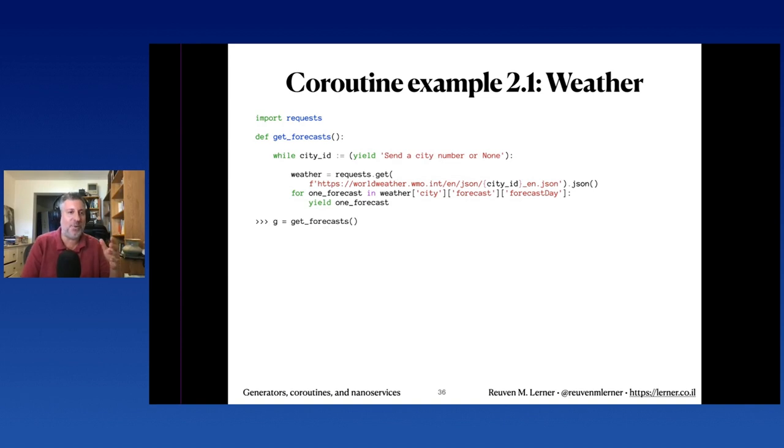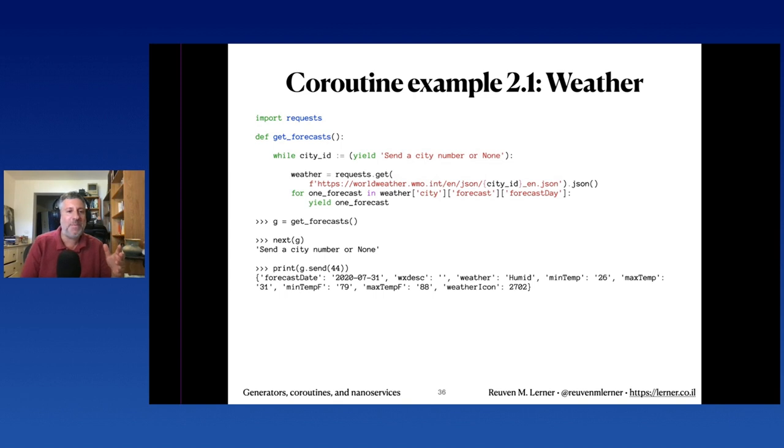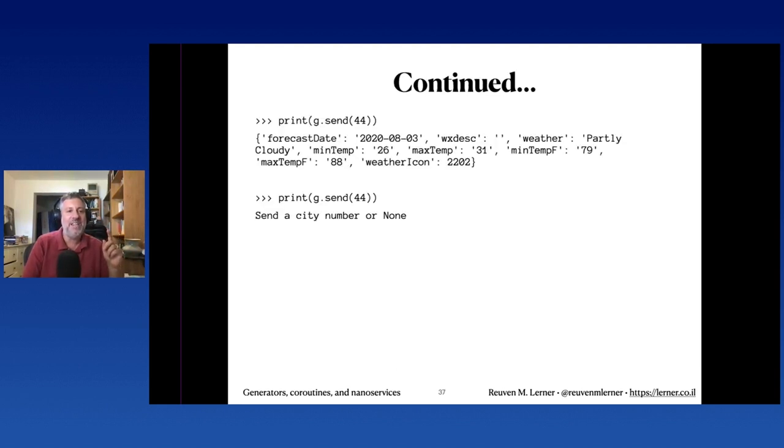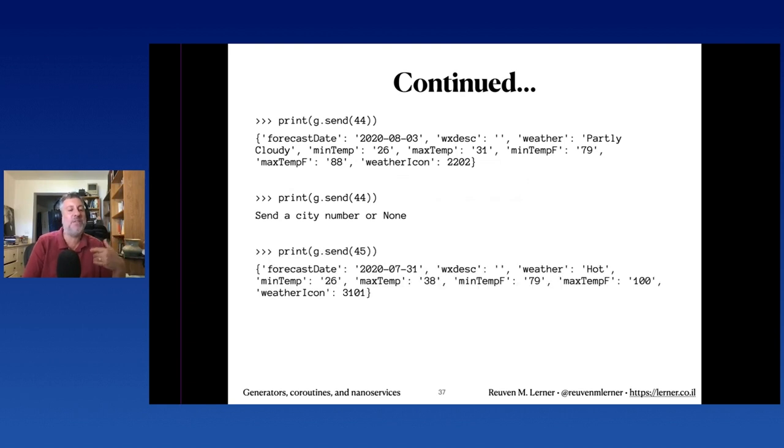And so now I can say get forecast, we start it up, next, I prime it. Tell me about city 44, and 44, and 44, right? We're going to get it again and again. But I can then say send 44. I can get, like, I got to the next one there, and I'm going to send 45.